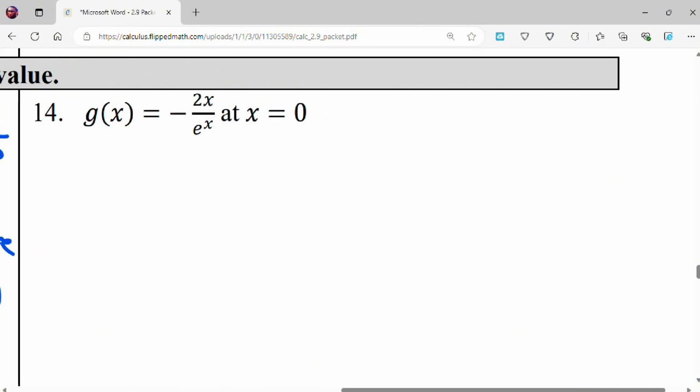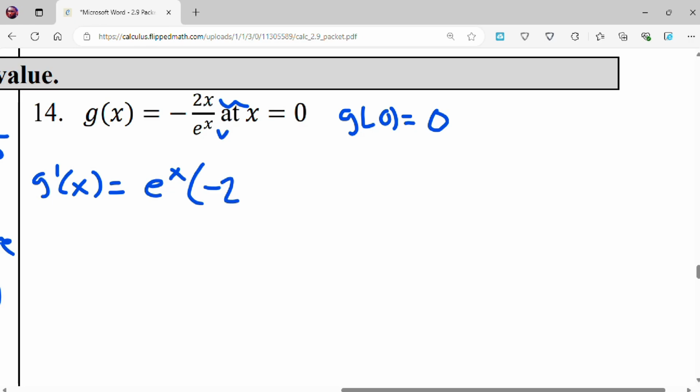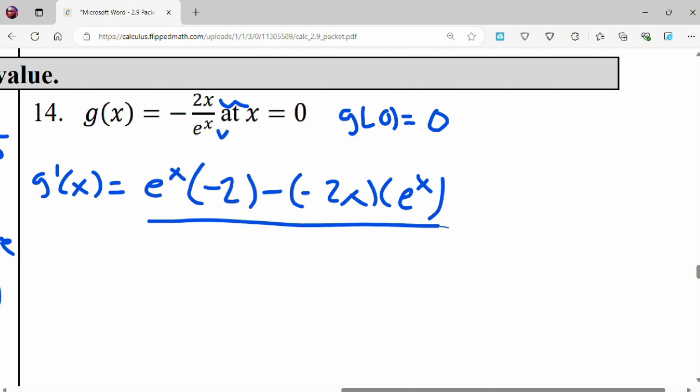So g of x equals so-and-so. So let's find our y1. So g of 0, well, 2 times 0 is 0. So we're going to have 0 as our y1. Next, we have to find g prime of x. So this is v, this is u. So v u prime, derivative of negative 2x is negative 2. So then minus negative 2x times derivative of v, which is e to the x, over e to the 2x.